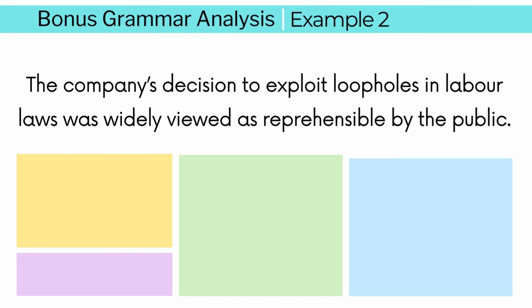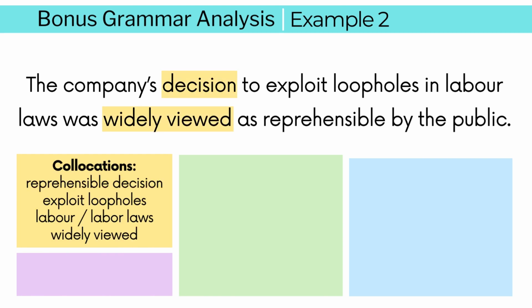The company's decision to exploit loopholes in labor laws was widely viewed as reprehensible by the public. Let's start off by looking at the collocations. The first one, a reprehensible decision. Yes, these words are not directly next to each other, but they're still considered a collocation because reprehensible is describing that decision that was made.